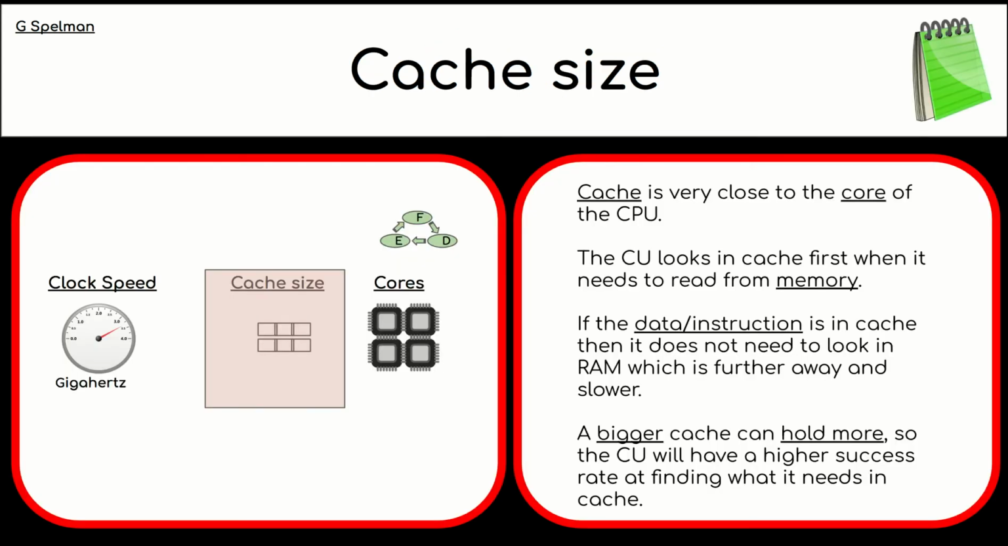So what did we learn about cache size? We learned that cache is very close to the core of the CPU, and we learned that the control unit looks in cache first when it needs to read from memory. If the data or instruction is in cache, then it does not need to look in RAM, which is further away and slower. A bigger cache will hold more, so the control unit will have a higher success rate of finding what it needs in cache.